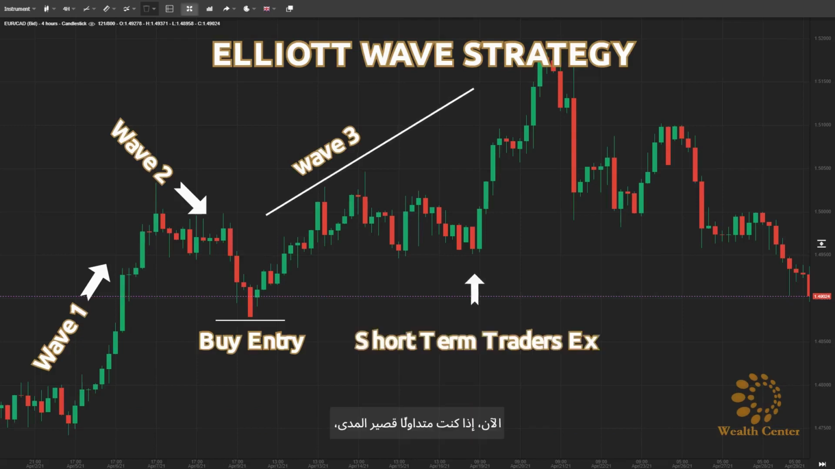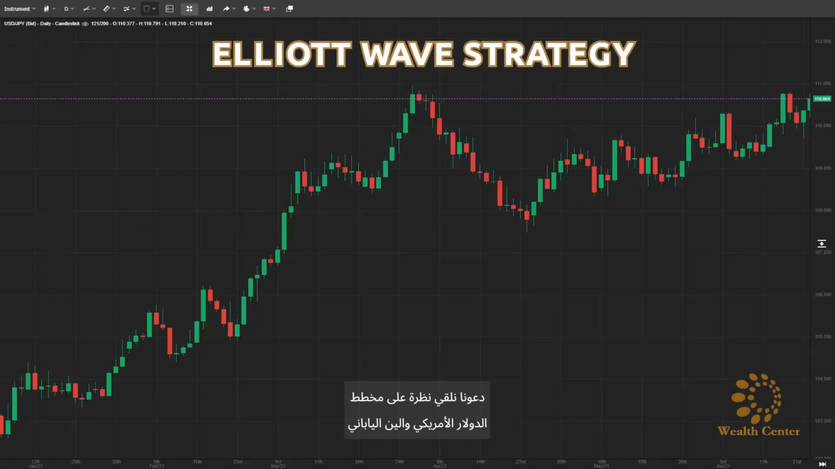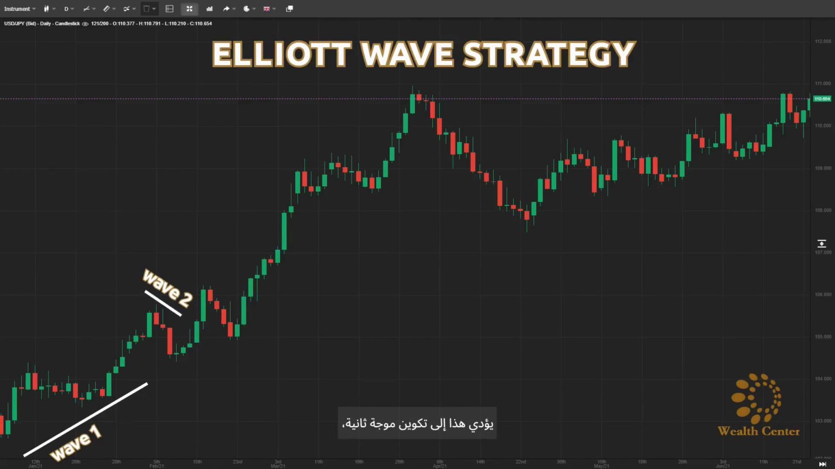Now, if you are a short-term trader, you can close your position as soon as the third wave shows the sign of retracement. Long-term traders who want to benefit from the entire trend can hold their position until the 5th wave. Let's have a look at the USD JPY chart on which the first wave is indicating an upwards traction. After some bullish momentum, the first wave ends with a correction.